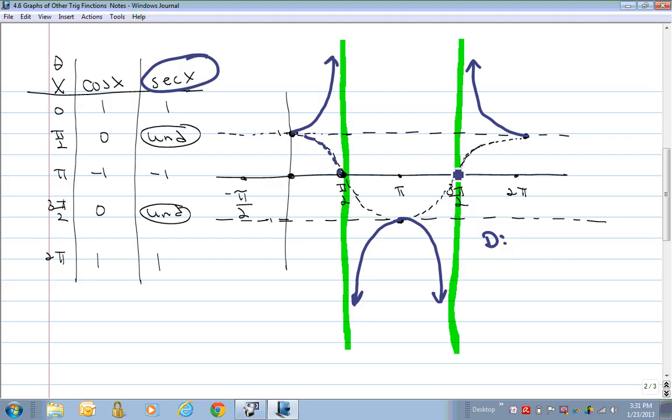The first asymptote right of 0 is pi over 2. So we can say x cannot equal pi over 2. But it also can't equal 3 pi over 2. And if you move a distance of pi again, it can't equal 5 pi over 2. And that would just continue.